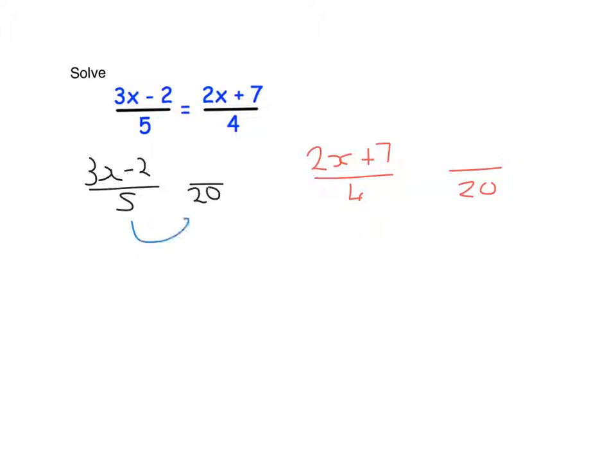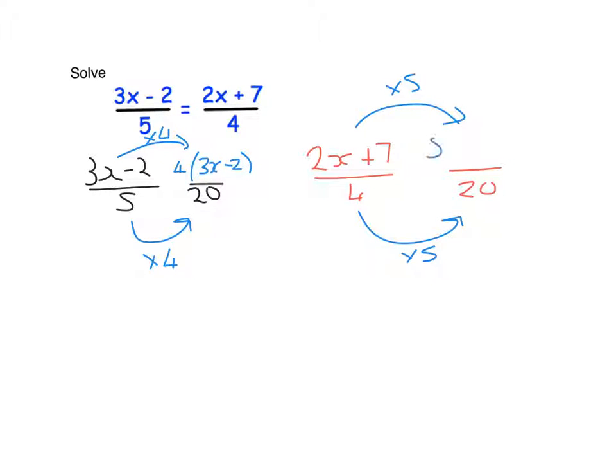So I'm going to times by 4 here, which is going to leave 4 times (3x - 2). And I'm going to times by 5 here, which is going to be 5 times (2x + 7) over 20. I've got two grid methods then.